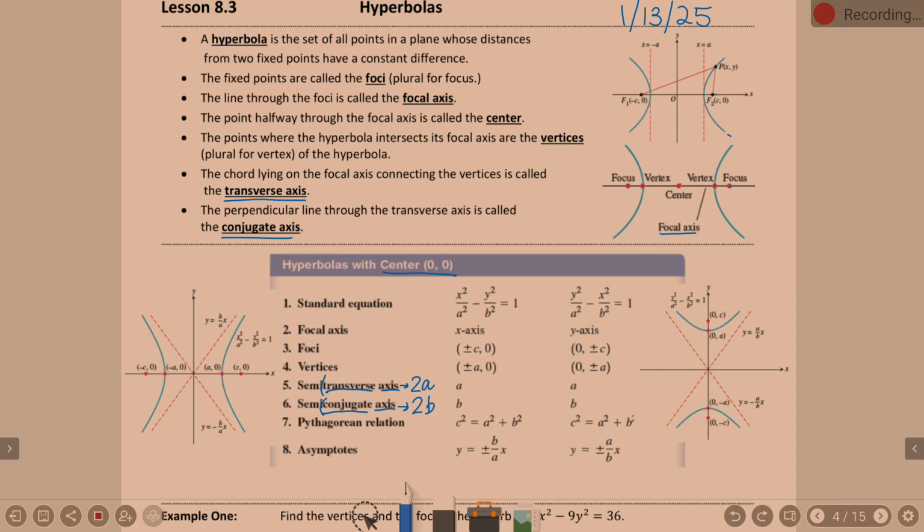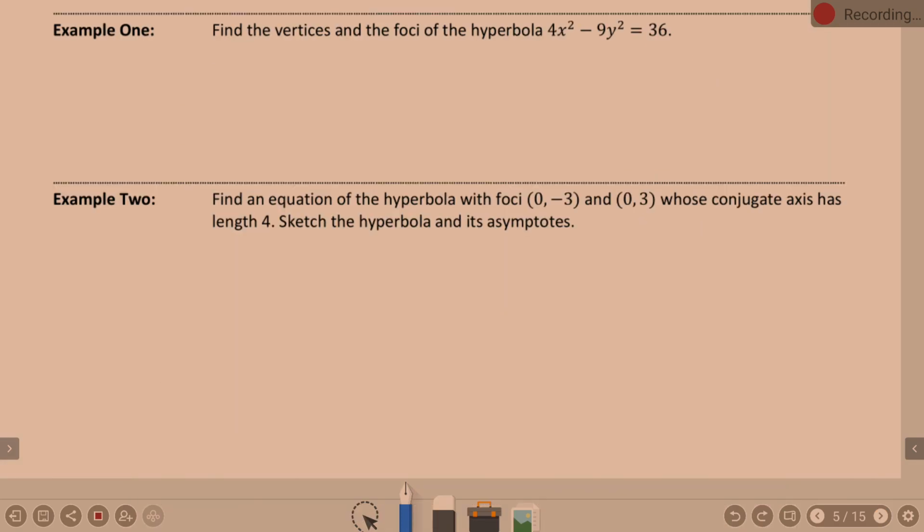Ready to look at example 1? See what we can do with it. Example 1 asks us to find the vertices and the foci of the given hyperbola: 4x squared minus 9y squared equals 36. You had something like this similar with the ellipses. Should be a little bit easier this go around. I always feel like hyperbolas are a little bit easier just because we've been through the ellipses. What do we need to do to this equation first?